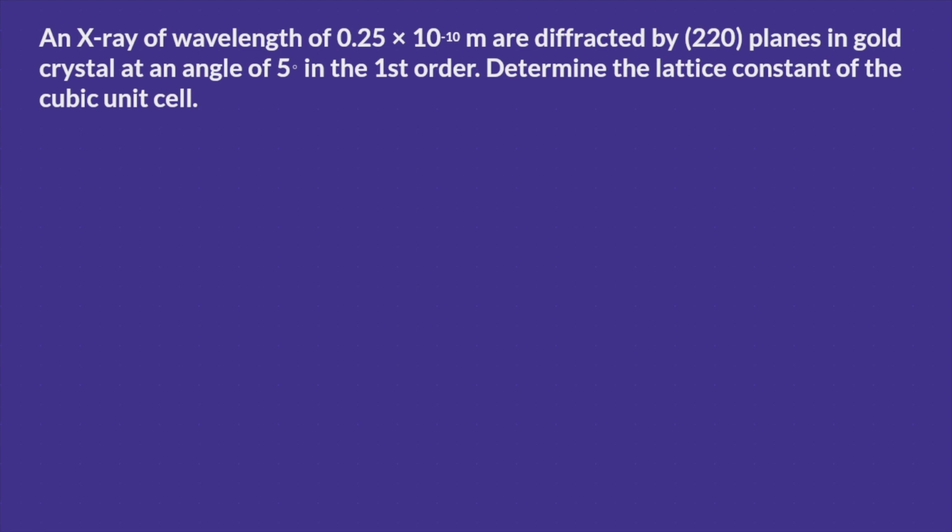Alright, so the formula that we can use to answer this question is n lambda is equivalent to 2d sine theta. So let's look at the question. You were given the theta, which is 5 degrees, the lambda, 0.25 times 10 to the power of negative 10 meter, and also the value of n, which is the first order.